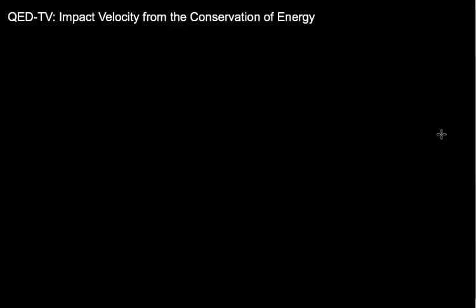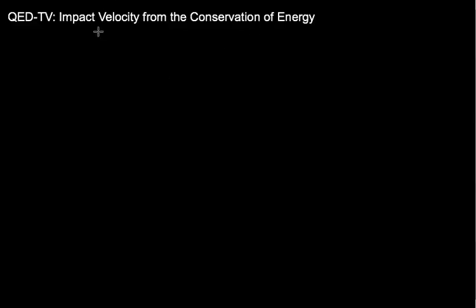Okay, here we're going to look at deriving a formula for impact velocity of something that falls a certain distance. If that's all you know, how far it falls, you should be able to figure out its velocity. And we're going to be able to do this through the process of conservation of energy.